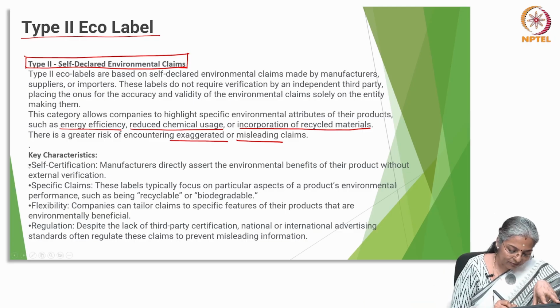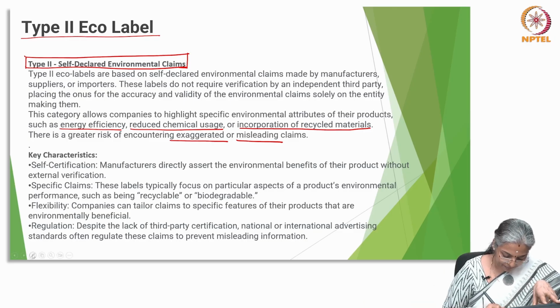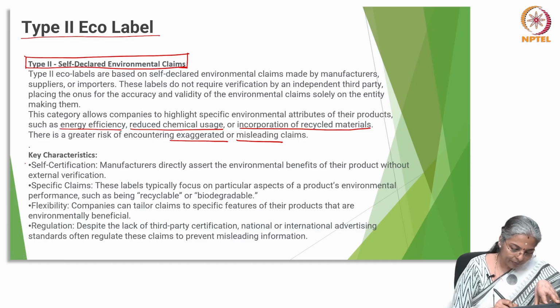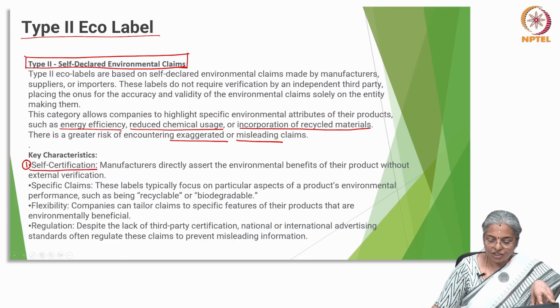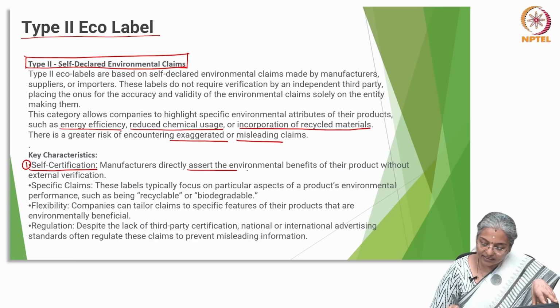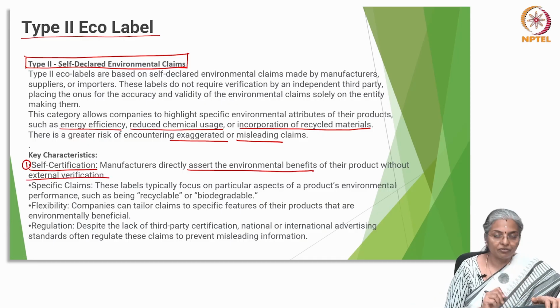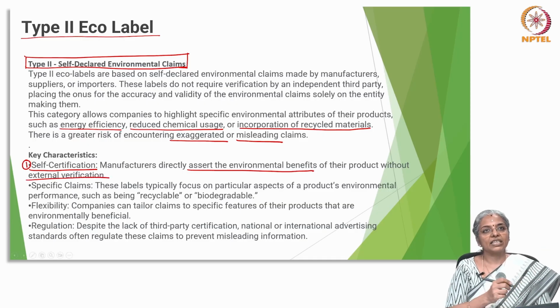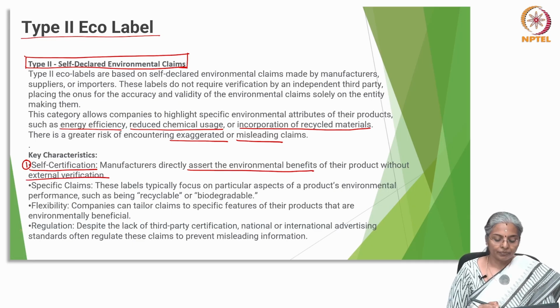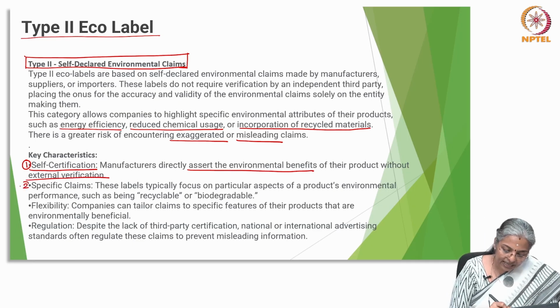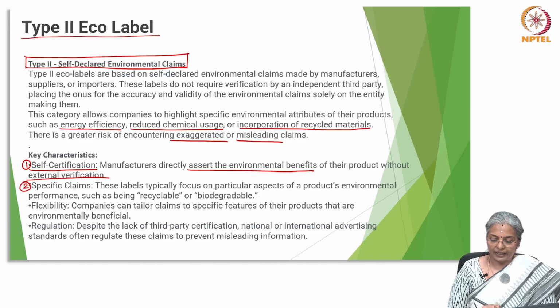First is self-certification. So, here the manufacturers will directly assert the environmental benefit of the product, and there will not be any external verification, a third party verification like in type 1. Second is the claims will be very specific.